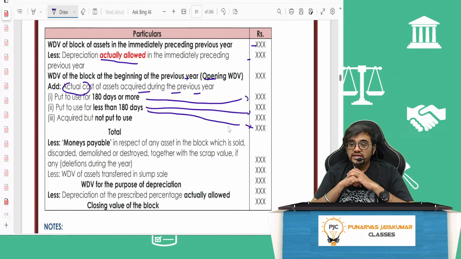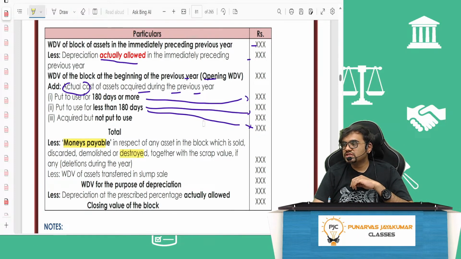Then 180 days or more. Shutosh, I hope you answered your question. 180 days or more means exactly 180 days or more. Less monies payable. Monies payable means what? Monies receivable. That is sale value. In respect of any asset in the block which is sold, discarded, demolished, destroyed together with the scrap deletions during the year.